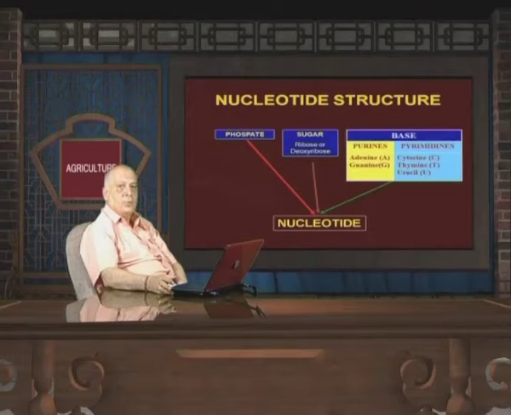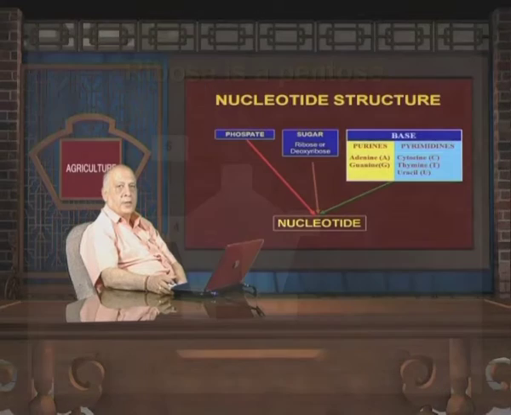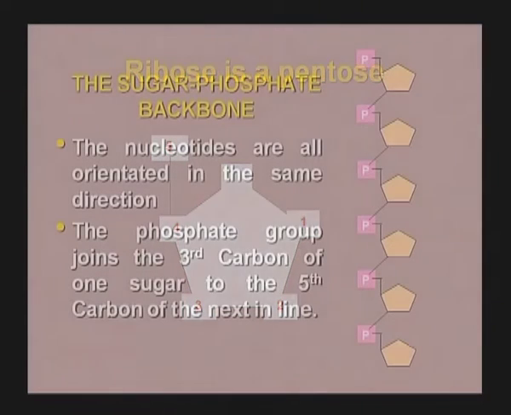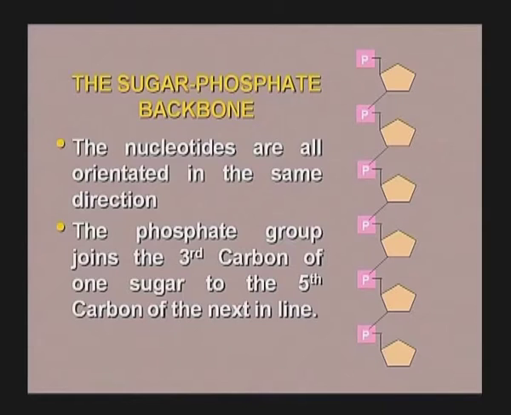The combination of phosphate, sugar and one of these nitrogenous bases is called a nucleotide. And when we remove phosphate, the remaining moiety of sugar and nitrogenous base is called a nucleoside. Ribose is a pentose sugar as shown in this diagram, along with the numbering of the carbon 1 to 5, and the sugar phosphate backbone is shown here. The phosphate group is shown by P and the sugar is shown by the pentose ring structure.